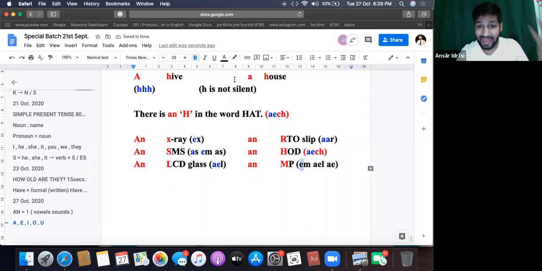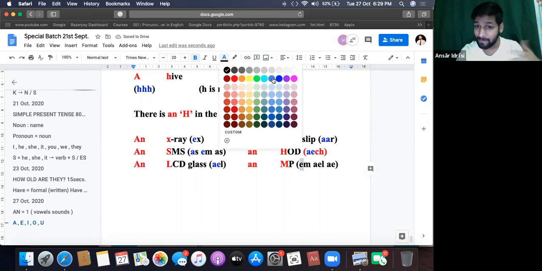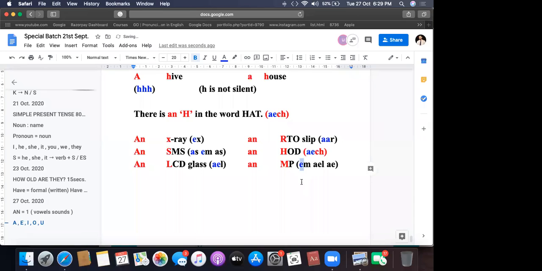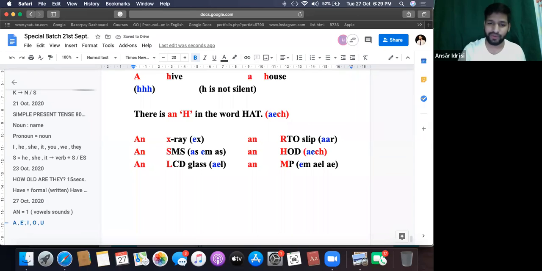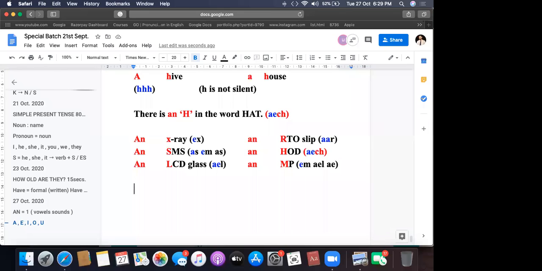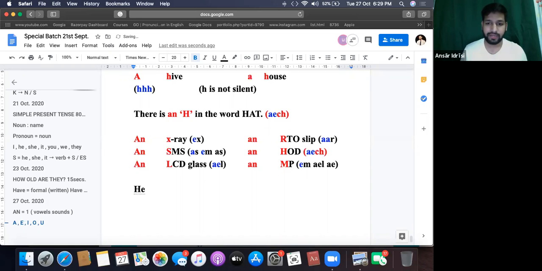The sound is coming A, M. Vowel sound. And for vowel sounds, we are going to use "an", not "a". Is that clear? Yes, sir. If we are using the full form, then it should be "a", right sir? Means he is a head of department. Correct. Now, if you see here, he is an HOD.